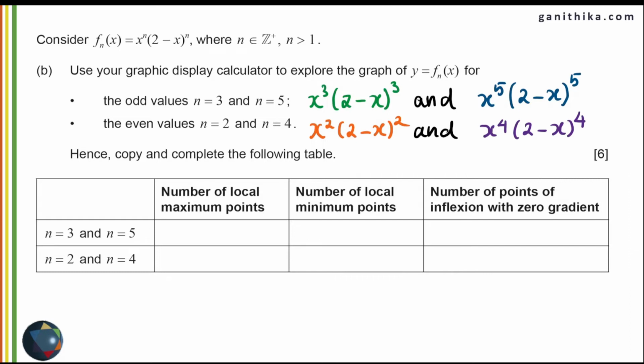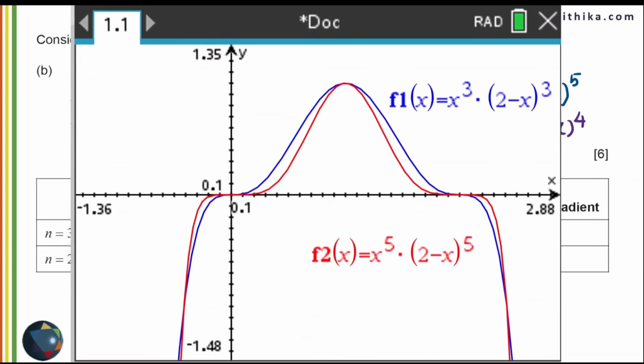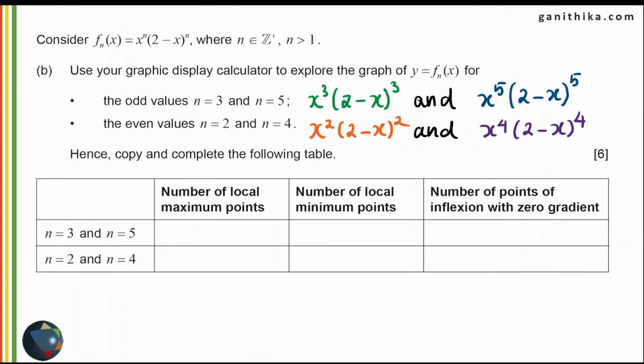First, you can find the answers for odd values. So this is going to be your graph for n equal to 3 and n equal to 5. You can notice that you have two stationary points of inflection and one maximum point, and there is no minimum point. Therefore, you can fill the table like this. Local maximum points, there is only one. There are no local minimum points, and there are two stationary points of inflection. So you will be filling up this table as 1, 0 and 2.